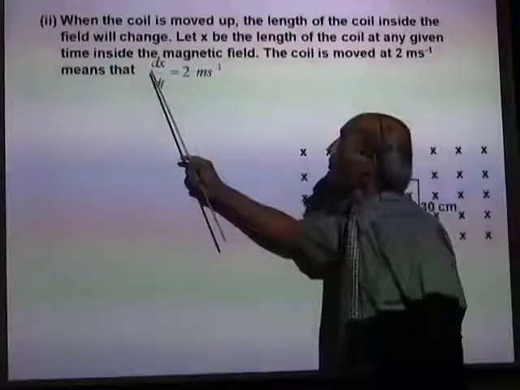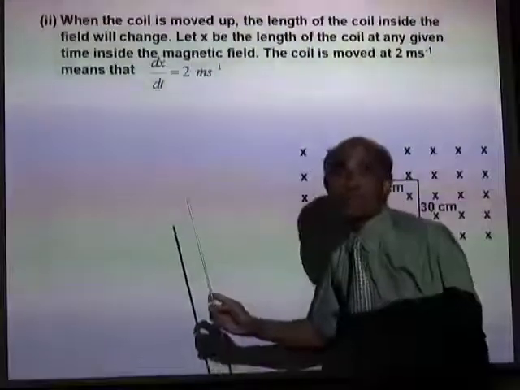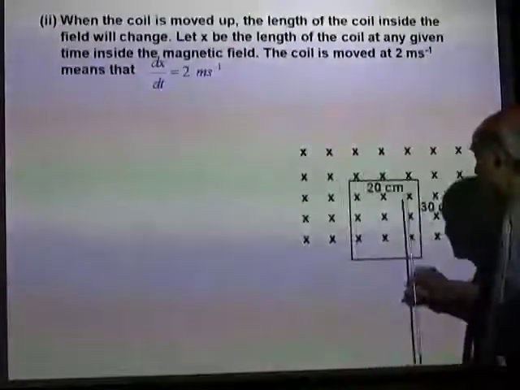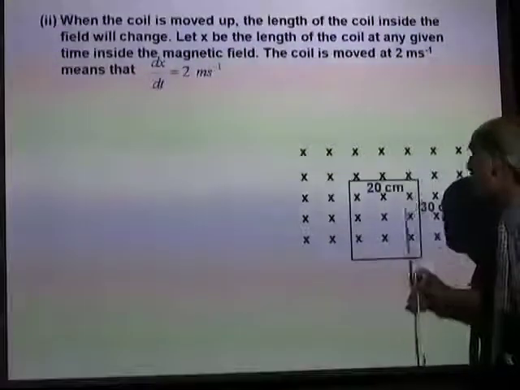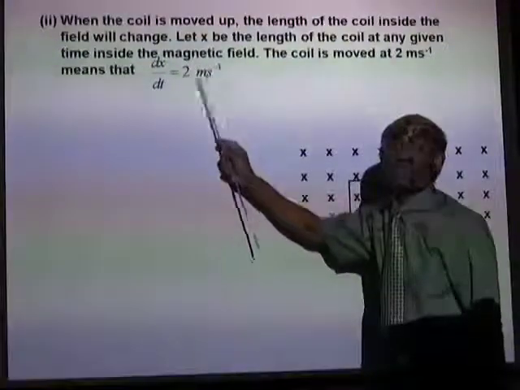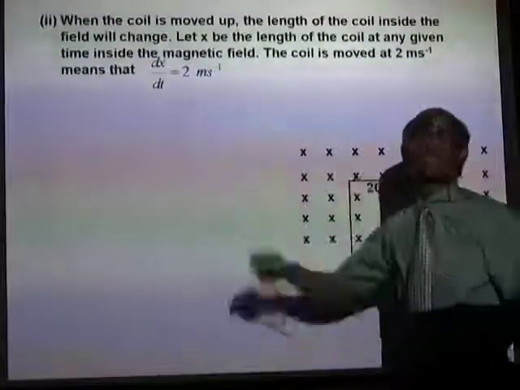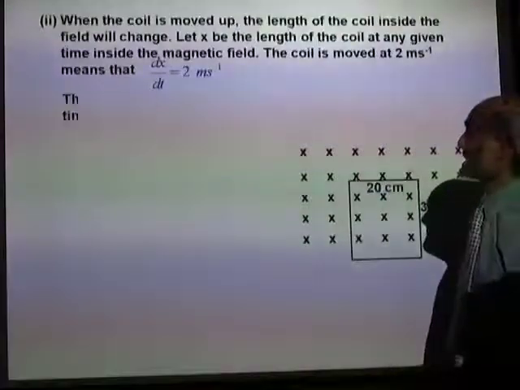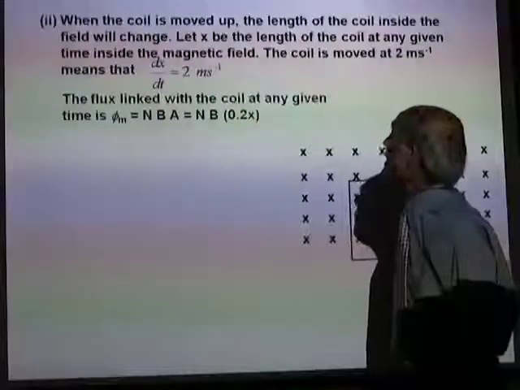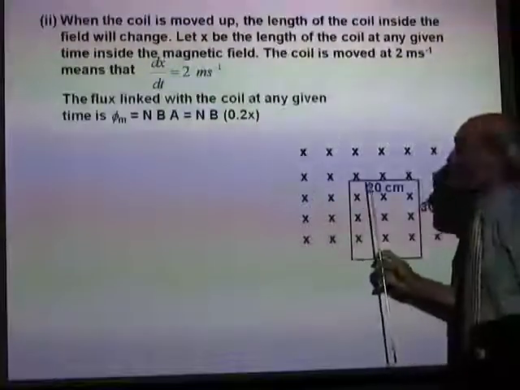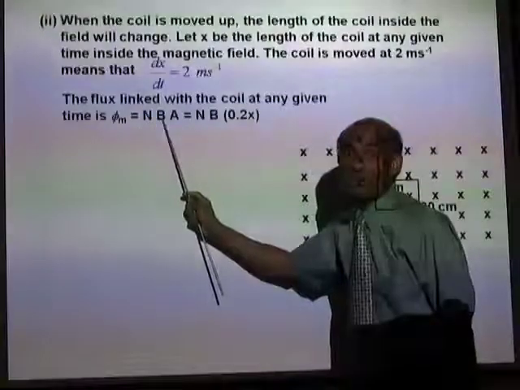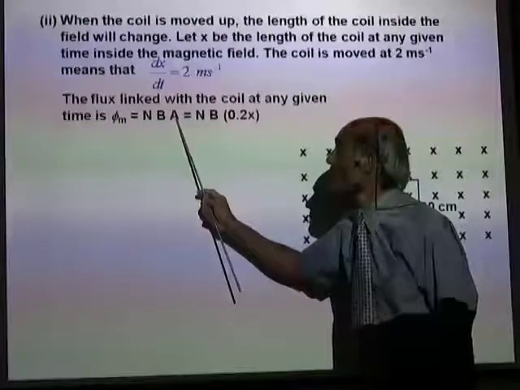And we are told that the speed with which the coil is moving is 2 meters per second. If the coil is moved up, it means the rate at which x is changing is 2 meters per second, or dx by dt is 2 meters per second. Well, the flux linked with the coil at any given time, remember the flux is the number of turns times the magnetic field times the area.